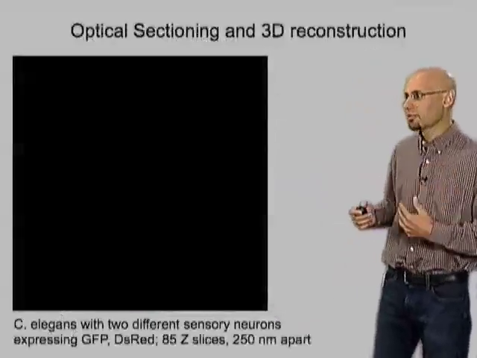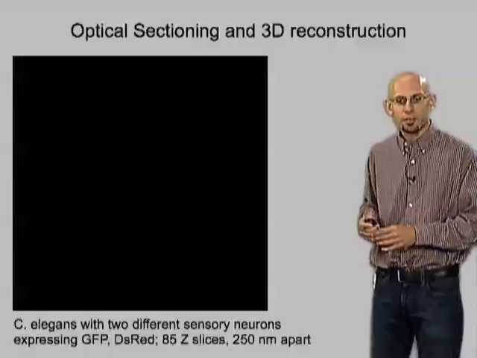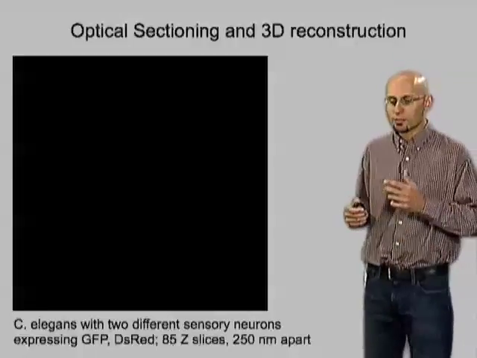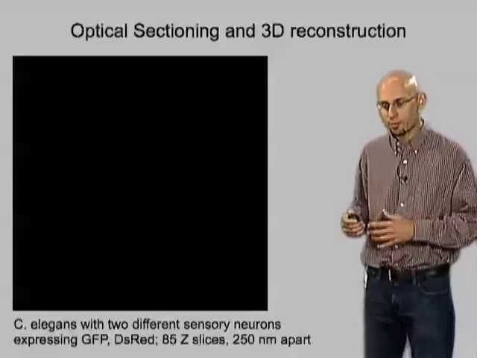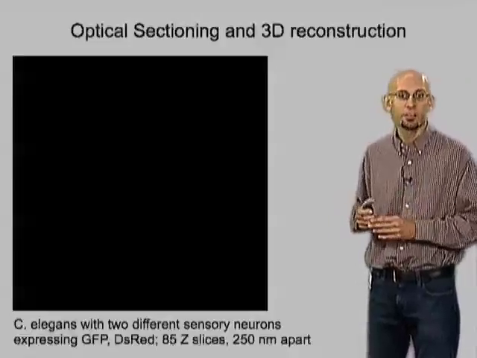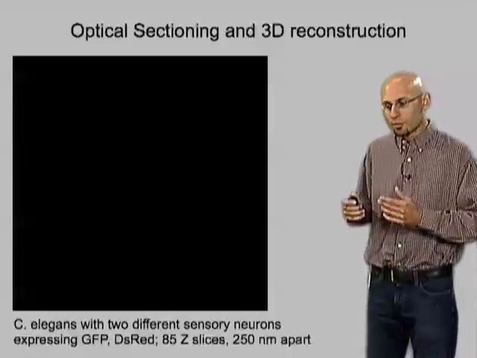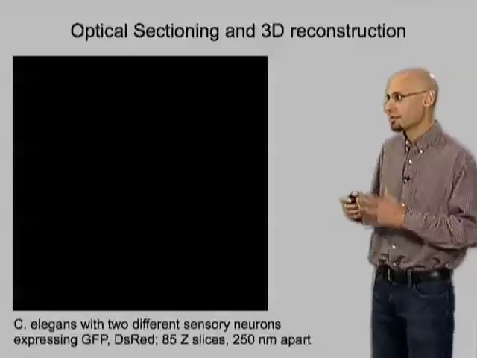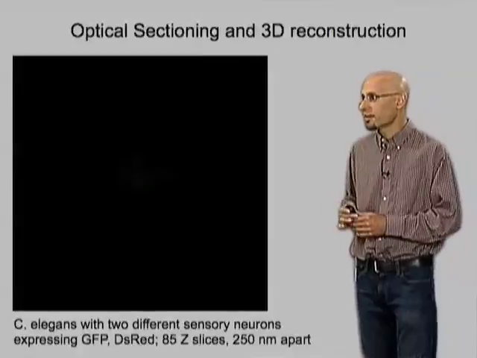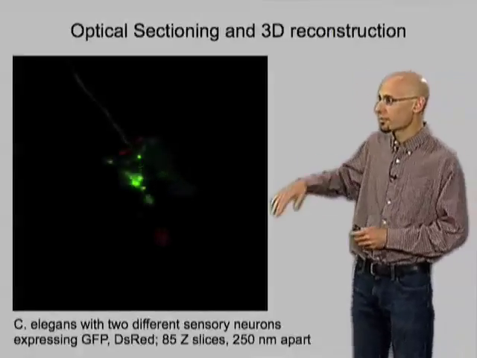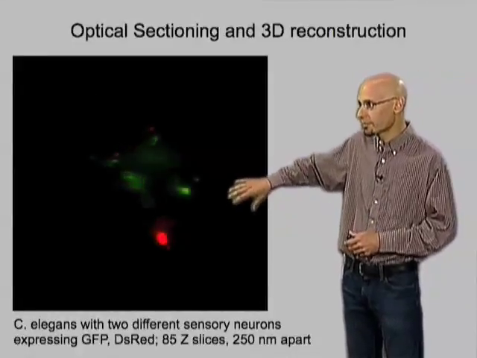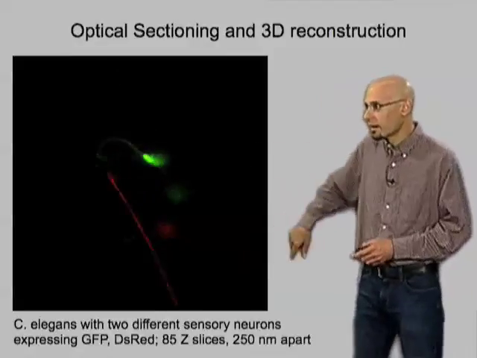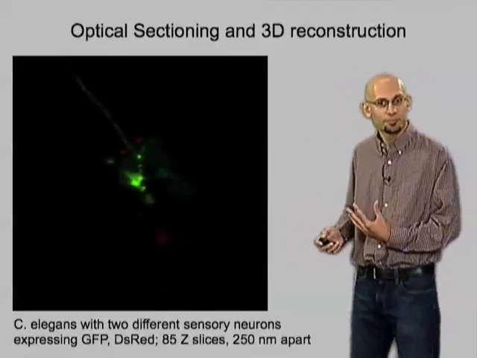So here's an example of this on a real biological specimen. This is the nematode worm C. elegans. Two different neurons have been labeled with GFP and DS-RED fluorescent proteins, which Nico has talked about in his lecture. If we look at these slices going through it, you can see the individual neurons here, and you can see the paths of the neurons that make these lines through the sample.